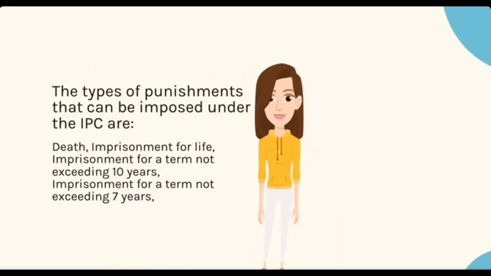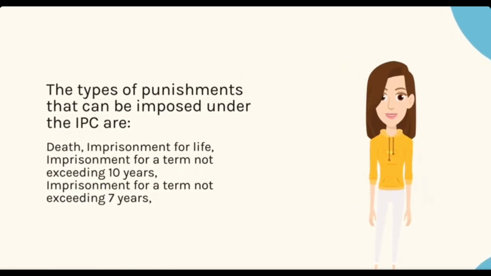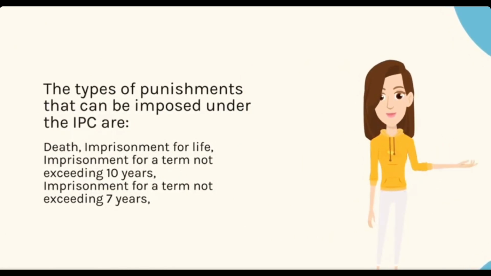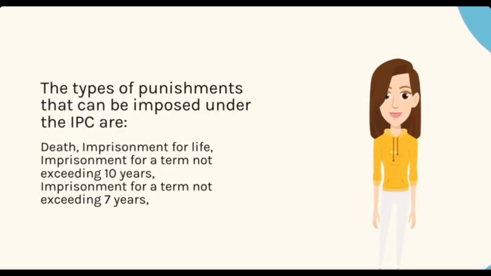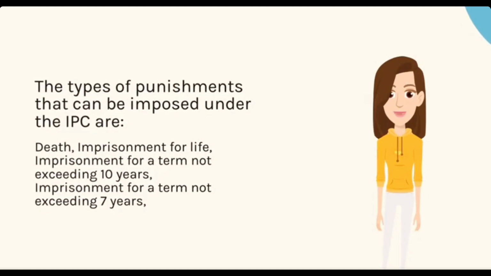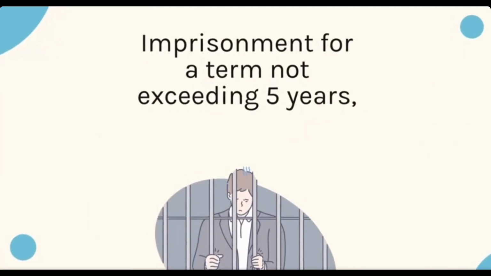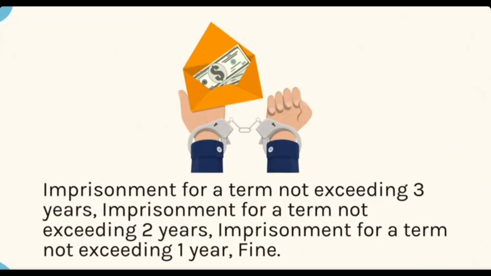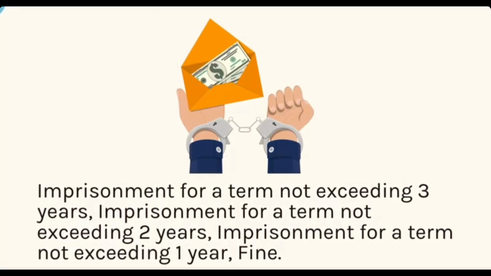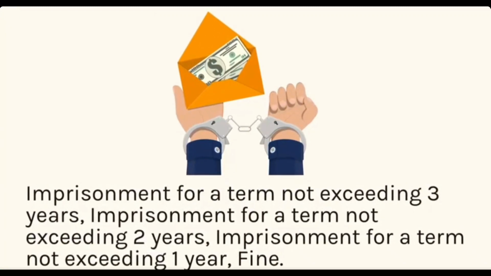The types of punishments that can be imposed under the IPC are: imprisonment for life, imprisonment for a term not exceeding 10 years, imprisonment for a term not exceeding 7 years, imprisonment for a term not exceeding 5 years, imprisonment for a term not exceeding 3 years, imprisonment for a term not exceeding 2 years, imprisonment for a term not exceeding 1 year, fine.